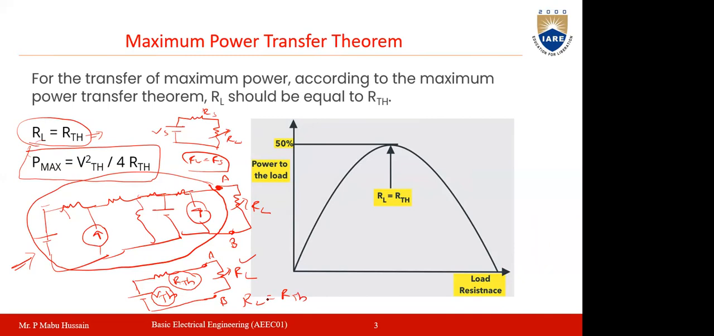From this circuit, you can easily say that whenever RL is equal to RTH, the maximum power will be delivered to the load, and the amount of maximum power is Pmax equal to V Thevenin square by 4 RTH. The derivation for this maximum power we already did in the morning class. So you have to remember these two: the condition for maximum power transfer is RL equal to RTH, and the maximum power is VTH square by 4 RTH.